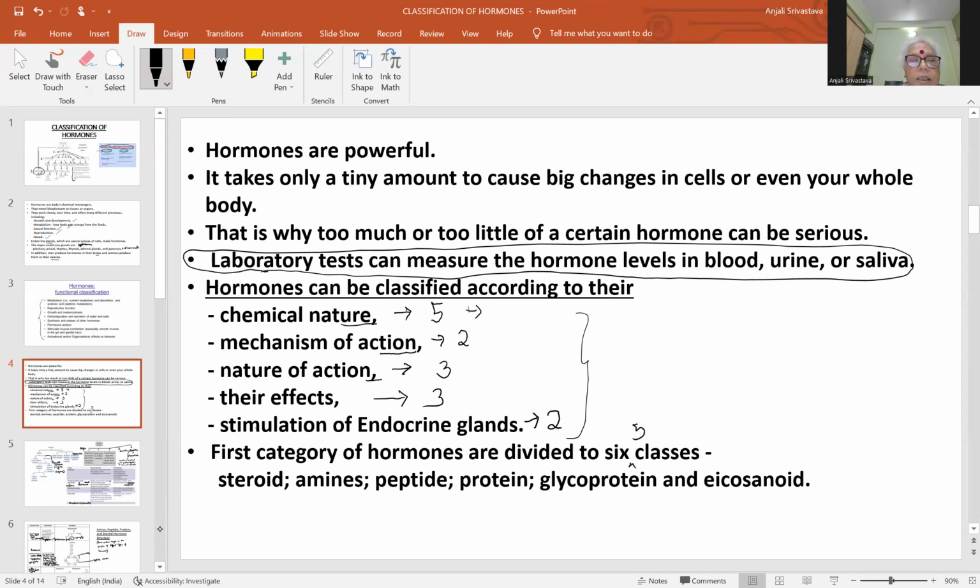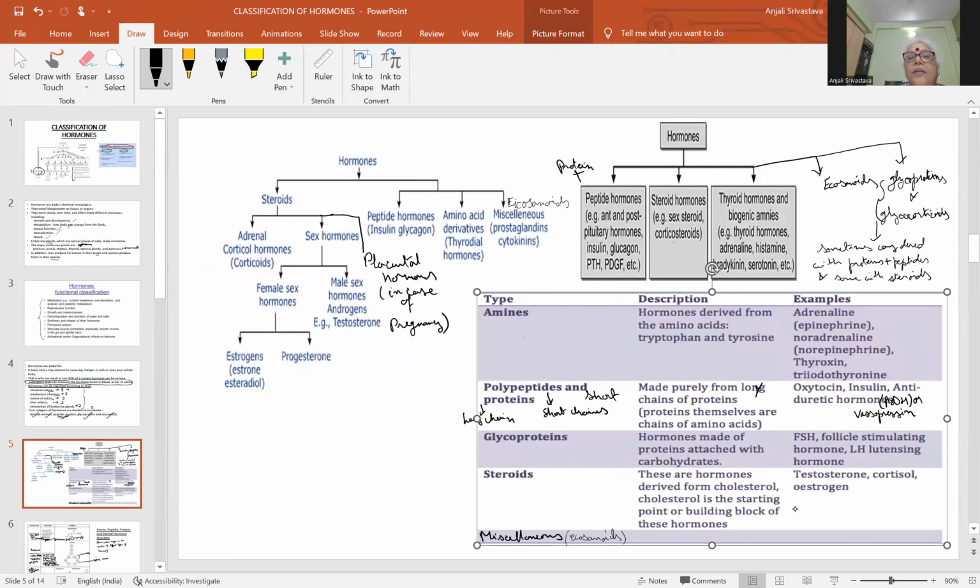Here we will see 5 classes because peptides and proteins, as per their functions and chemical nature, can be compacted in one group. So: steroids, amines, peptides and proteins, glycoproteins, and eicosanoid hormones. Eicosanoids have also been referred to in some books, and in some places, as miscellaneous hormones. So let us start with the chemical nature of hormones.